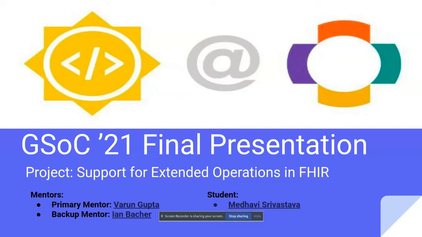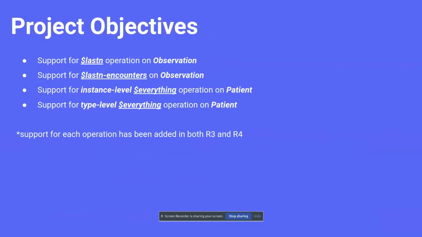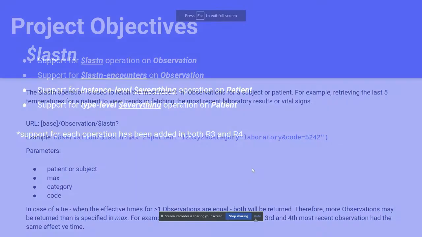Extended operations serve as stored queries where there is some logic built into the semantics of the operation itself. These operations aim at reducing the searching overhead of the OpenMRS clients. There were four main objectives of this project, namely, adding the support for the last N and last N encounters operation on observation, and the support for instance level and type level everything operation on patients.